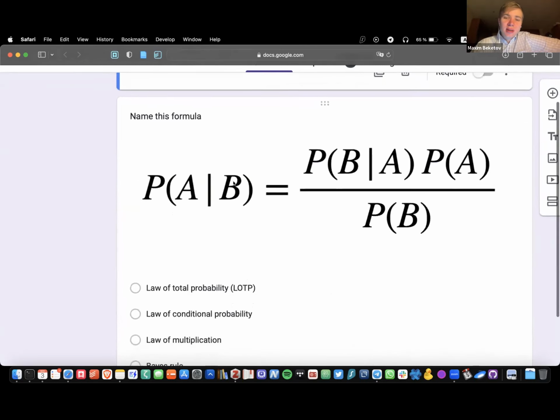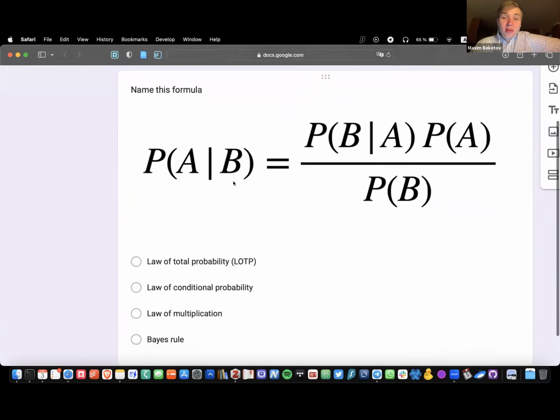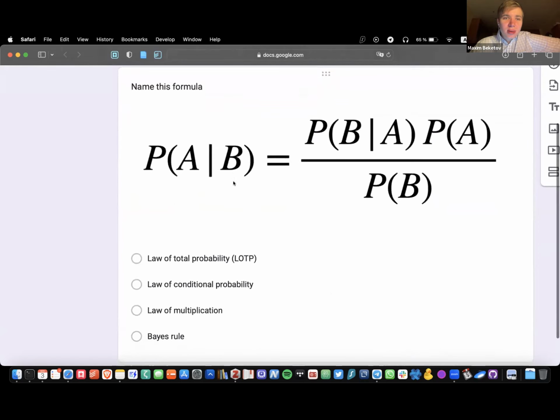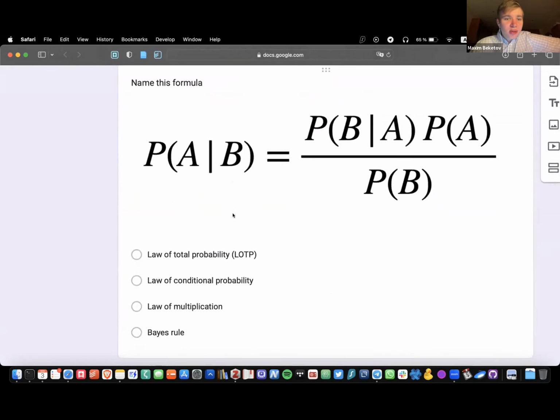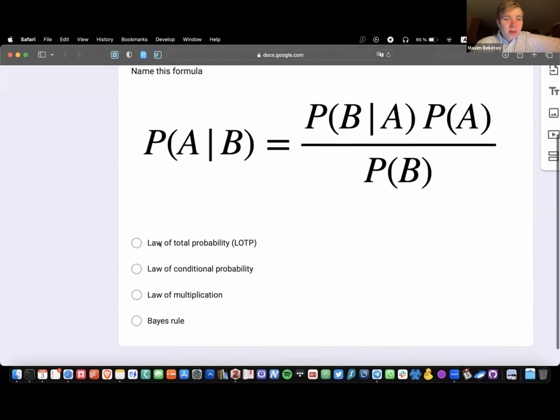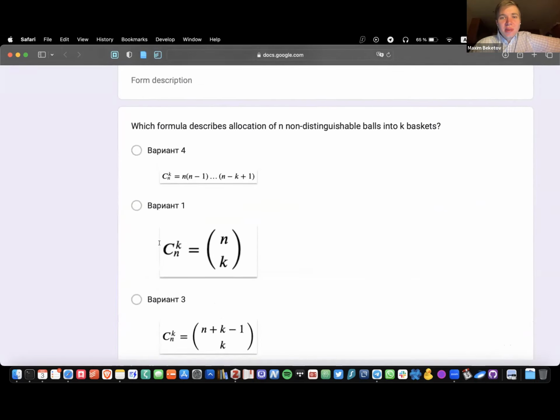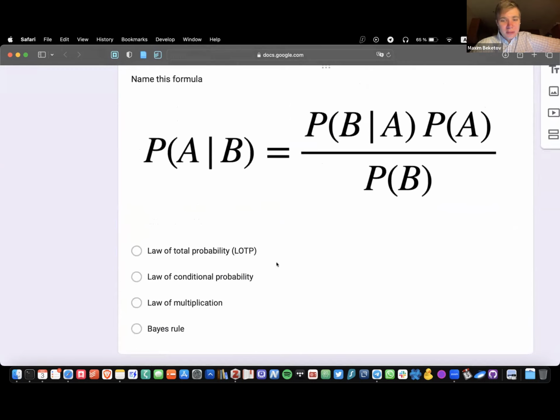I'm sorry, I haven't thought too well about this. So yeah, this is obviously the Bayes rule. I'm sure most of you got it right. Let me now share my tablet screen.